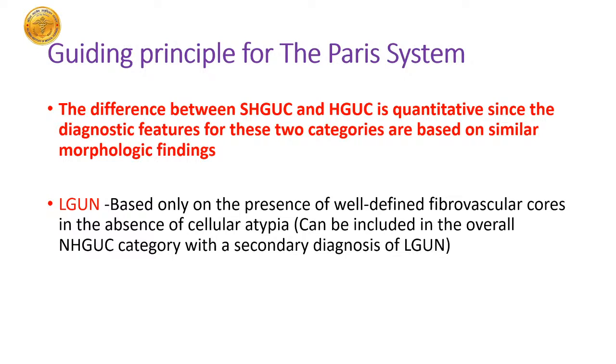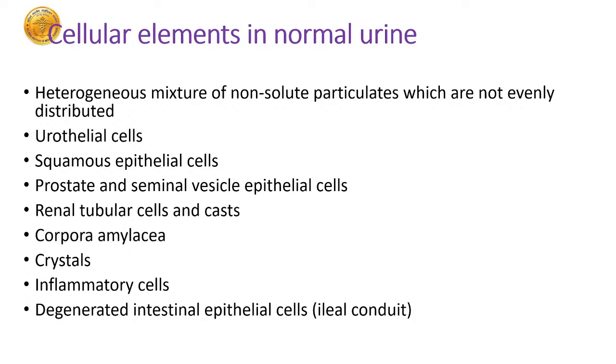So what is the guiding principle for the Paris system? The difference between suspicious for high grade and high grade is quantitative, as the diagnostic features are quite similar. The number of cells allows you to definitely say whether it is high grade or just suspicious for high grade. And this new terminology called low-grade urothelial neoplasia is based only on the presence of well-defined fibrovascular cores. So we have these 3-dimensional fragments with very well-defined fibrovascular cores. Unless you see these fibrovascular cores, you cannot call it LGUN.